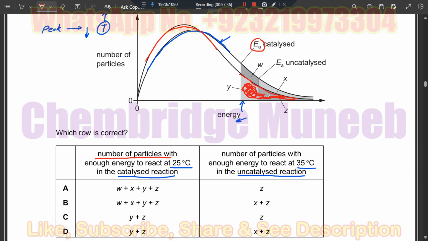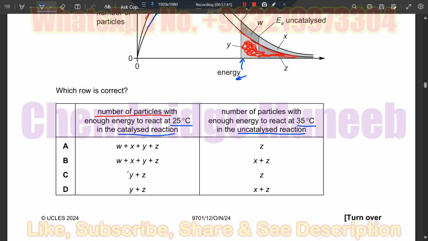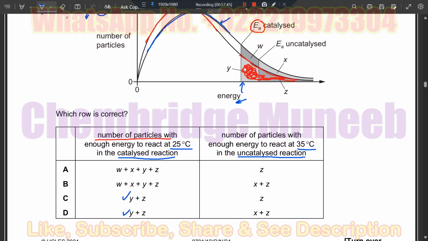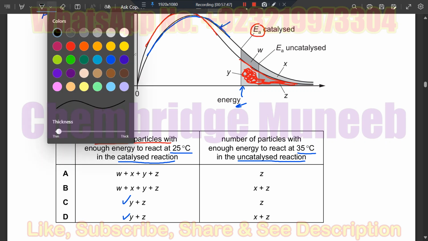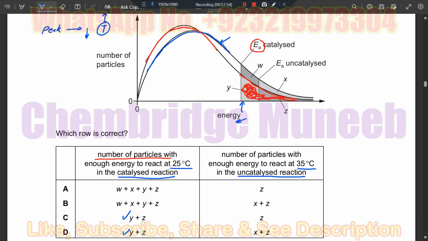So this is the portion which should be included. Which means Y plus Z is the correct option from here. Now we check for the second column. The second column says that it should be of higher temperature. So higher temperature is the one which is labeled blue, and it should be uncatalyzed.